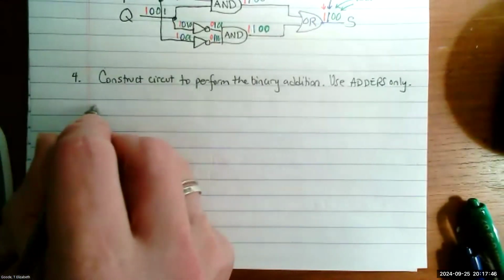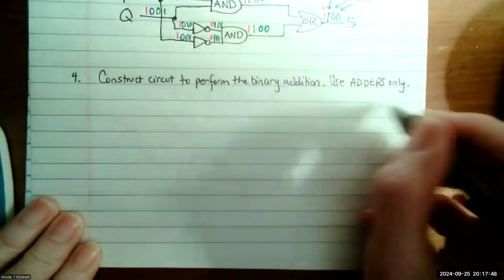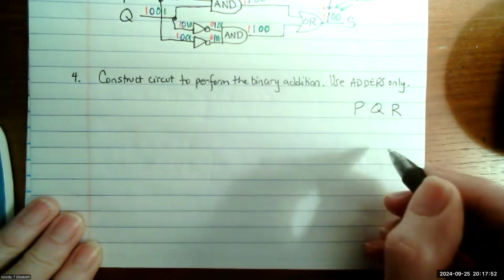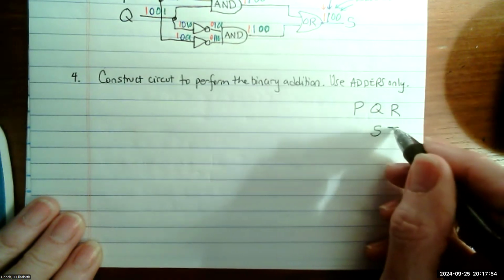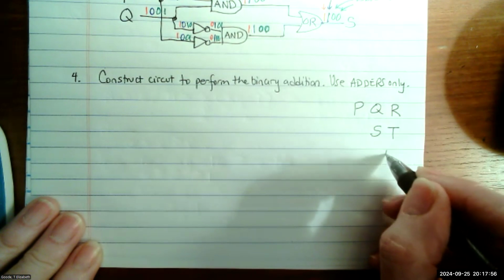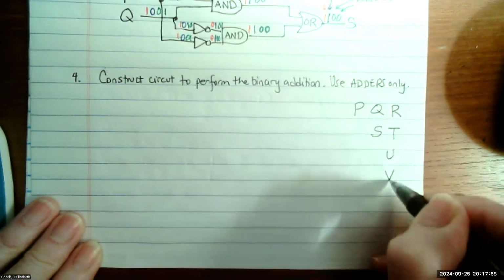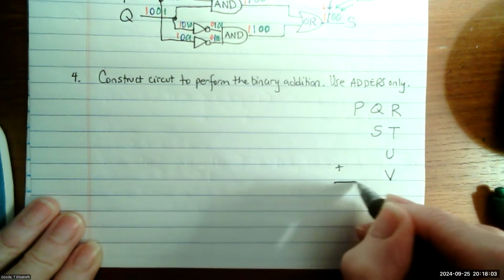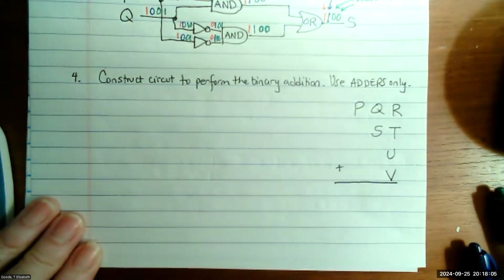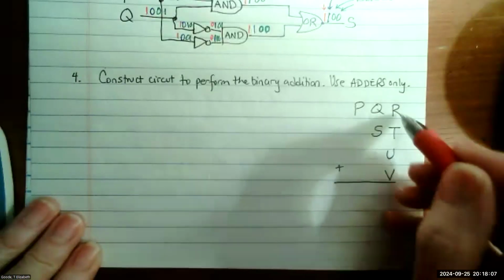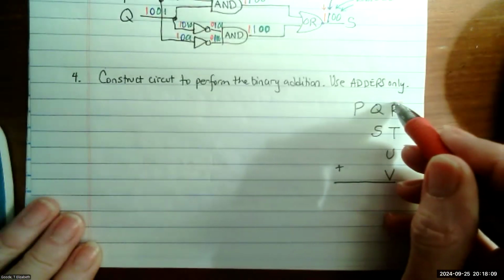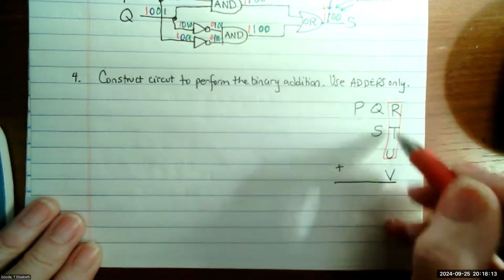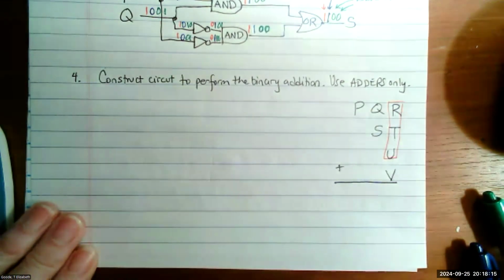All right, so I'm going to space this out. I'll do it over here. It's P, Q, R plus S, T plus U plus V. I'm putting some space in between these rows so that we have room. So we always start adding in the rightmost column. The first thing that we can do is add these 3 together, because they're in the same column.